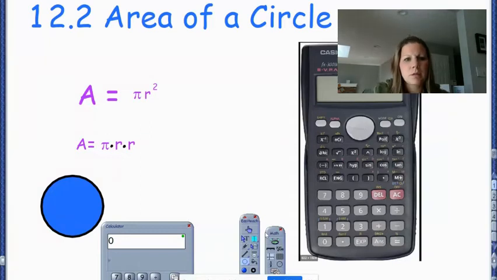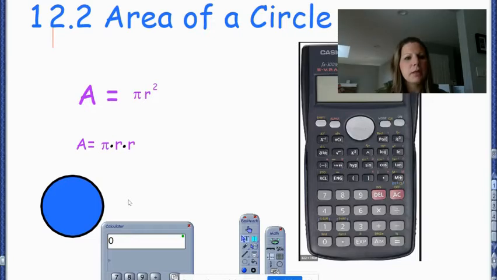Hi, today we're going to be working on 12.2, area of a circle. When we figure out the area of a circle, we use a formula, A equals pi r squared. A equals pi r squared is the same thing as A equals pi times r times r. And if you don't remember, pi equals 3.14, or if we don't have it equal 3.14, then we could use the pi button on our calculator.